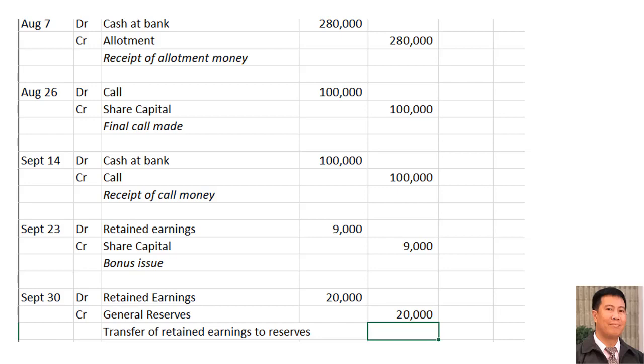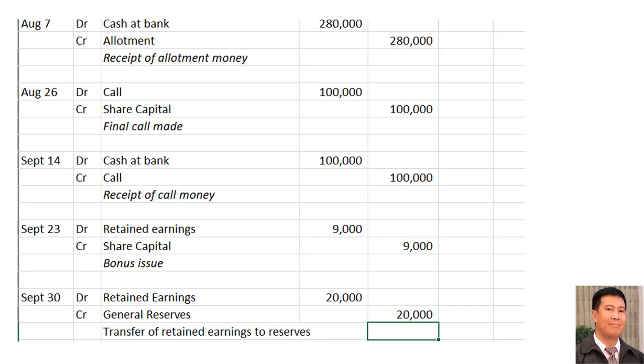Now, 23rd September, there was a bonus issue declared by or to be issued by the company, 10,000 bonus shares. The share price for that bonus share will be 90 cents. So, this is quite simple. Debit retained earnings, credit share capital, $9,000. So, 10,000 shares multiplied by 90 cents. So, $9,000.